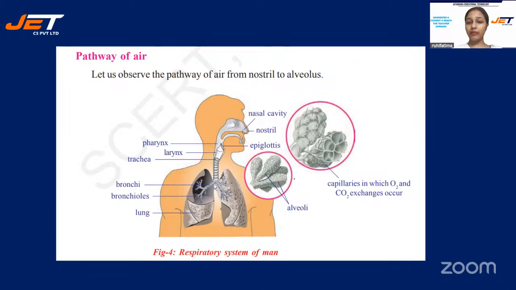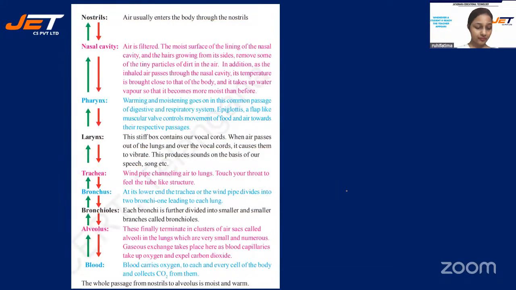Then we have trachea, that is also known as air pipe. Then we have bronchus. This trachea is again divided into two parts, each entering a lung. And after this, bronchi further branch into bronchioles. In the lung we have capillaries, we have alveoli. In the alveoli we have capillaries in which O2 and CO2 exchange takes place. See, this is a long process.